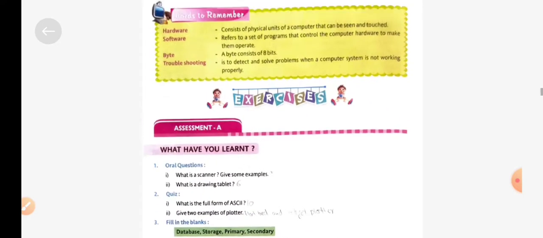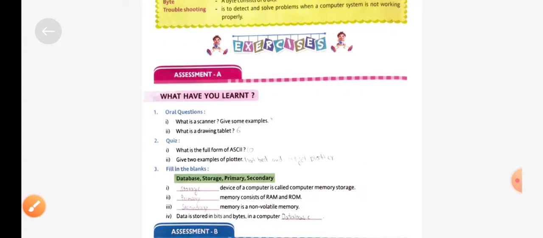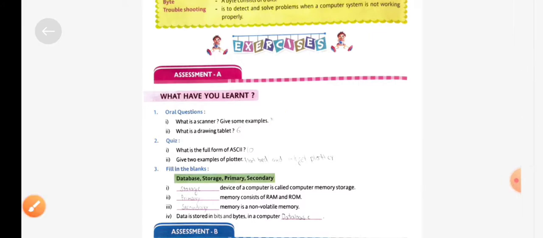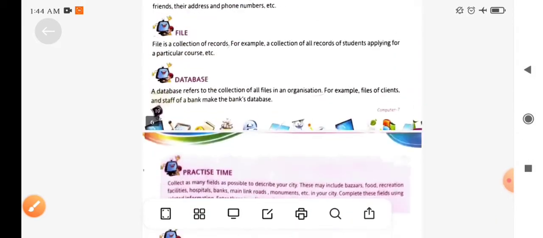Okay, now before writing the exercise portion, firstly you have to write down these words to remember in your copy. After that you have to start your exercise portion. So see the first question of your assessment A, that is oral question. First one is, what is a scanner, and give some example. So for this answer, please turn to page number 5. Okay, in your book, open page number 5.